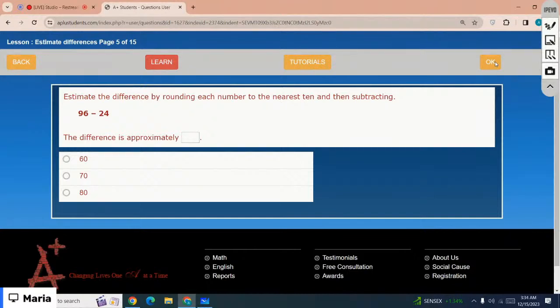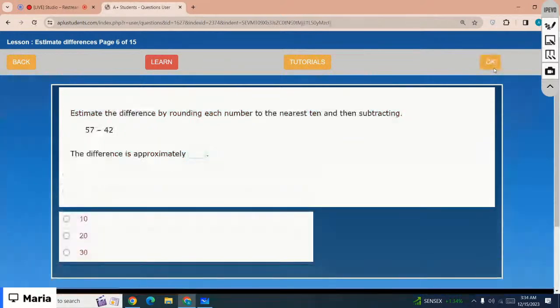The correct option is 70. How? 96 is rounded off to 100, isn't it? Because the digit 9 is at the tens position and 6 is greater than 5. So 96 must be rounded off to 100 and 24 is rounded off to 20. So 100 minus 20 is 80. The correct option is 80. Got it?